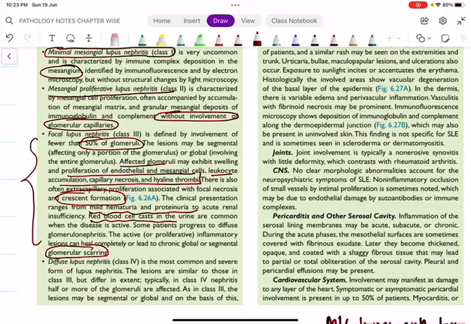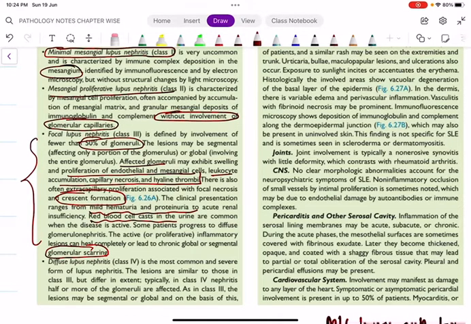Focal means 50% of glomeruli involved, or sometimes the whole glomerulus may be involved. There will be proliferation of endothelial and mesangial cells, leukocyte accumulation, capillary necrosis, hyaline thrombi, crescent formation. The patient presents with mild hematuria, proteinuria, RBC casts, and finally the glomerulus heals by scarring.